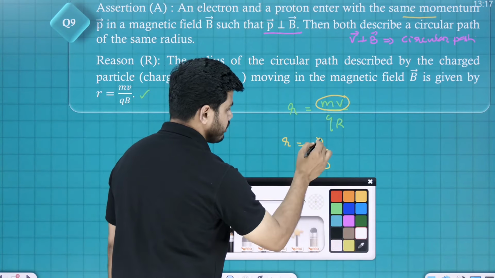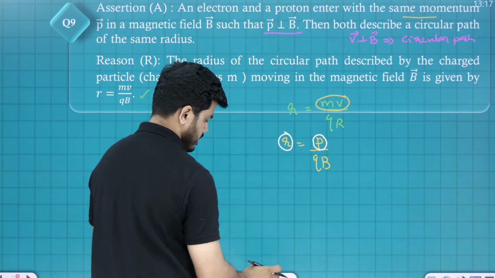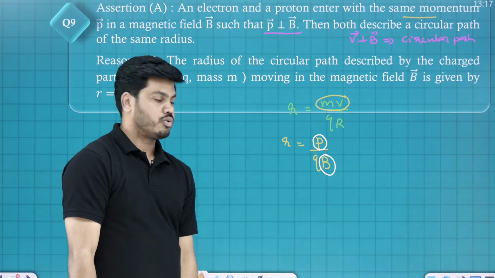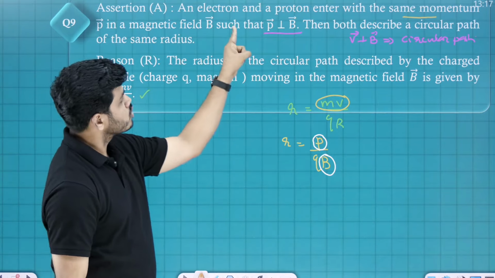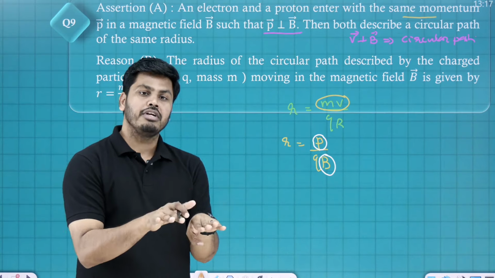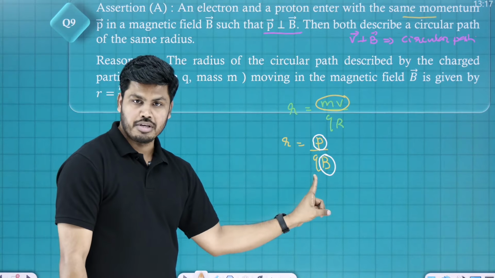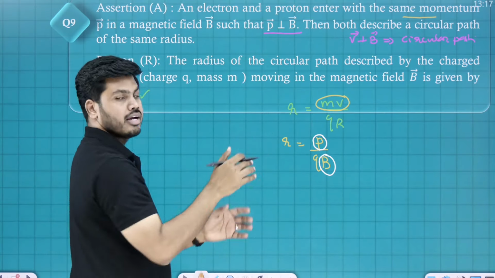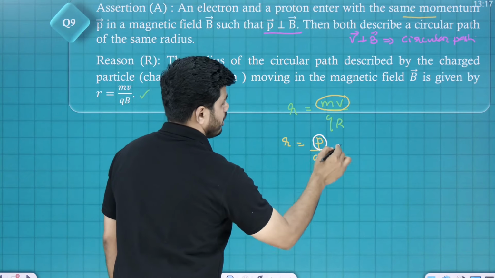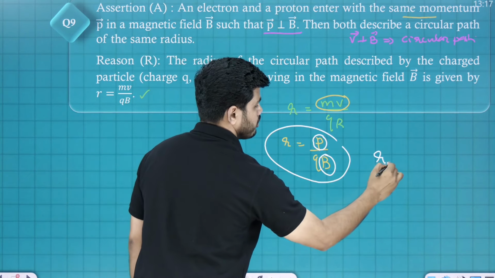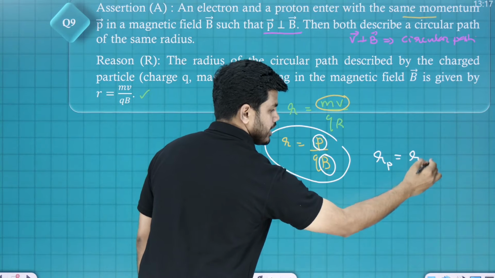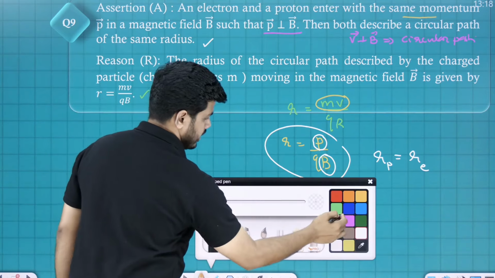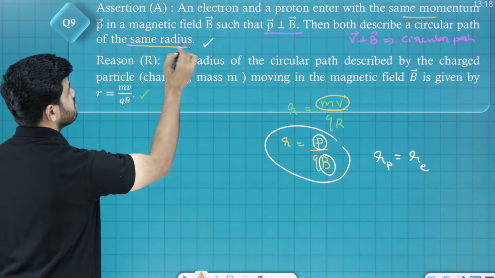They enter the same magnetic field. Same momentum, same magnetic field. Then the only factor that decides the radius is the charge of the electron and the charge of the proton. Their masses are different, but their charge magnitude remains the same, right? Proton and electron have the same magnitude of charge. So we can say R remains the same for both. Radius of proton will be equal to radius of electron. So that statement is actually a true statement.